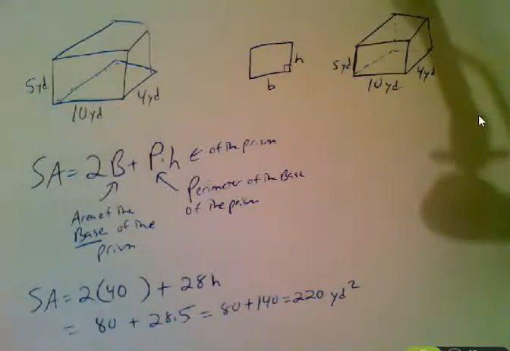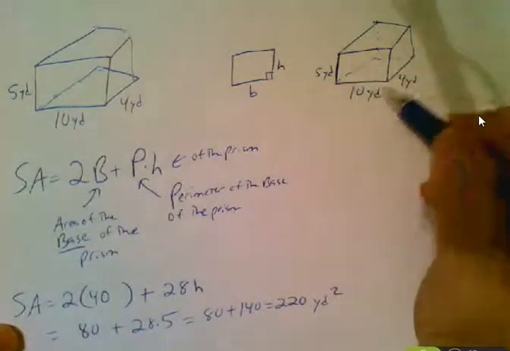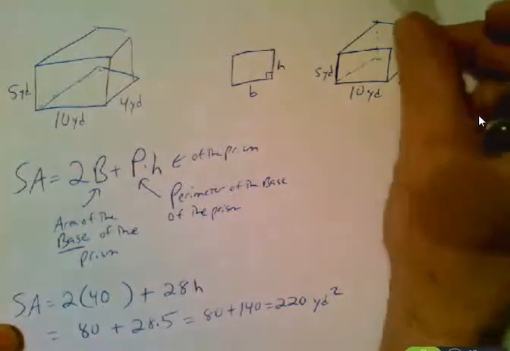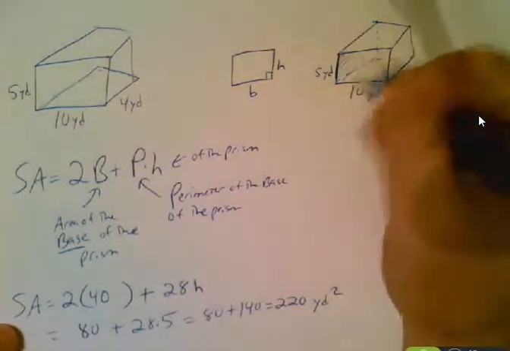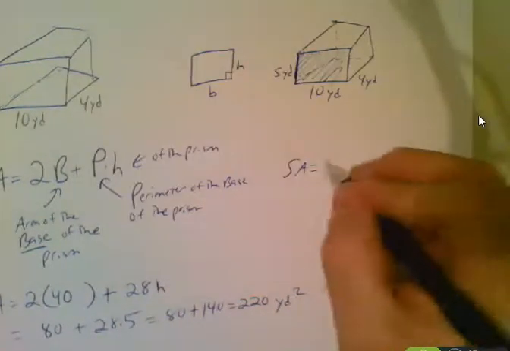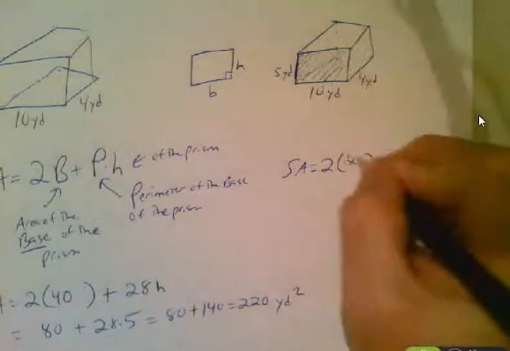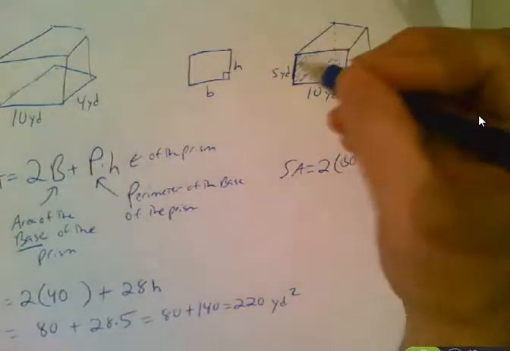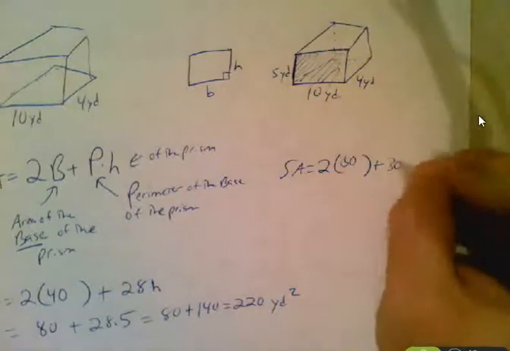But what I also want to show you just as an example is, what if somebody else looked at this and said, you know what, I don't want the bottom to be the base, I want the front to be the base. Maybe you're imagining this as a box that got pushed over. Okay? So let's say you want this to be your base. Alright, let's try it. Surface area is 2 big B, so 5 by 10, that's 50, plus the perimeter, 5 plus 10 plus 5 plus 10, right? So that's 30, times the height.